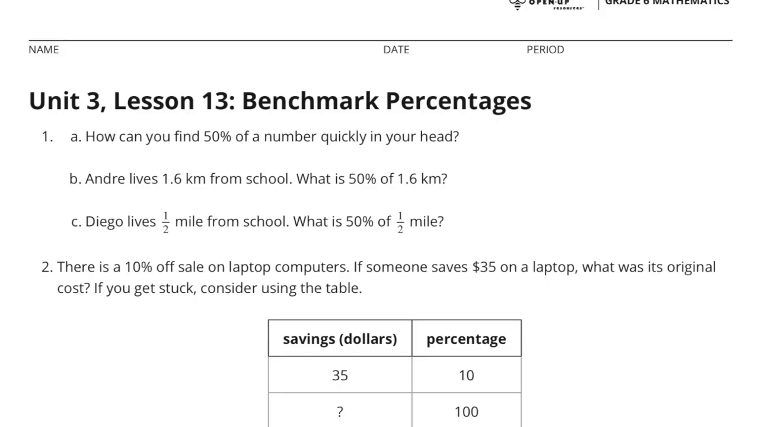Congratulations! You have completed Unit 3, Lesson 13, Benchmark Percentages.